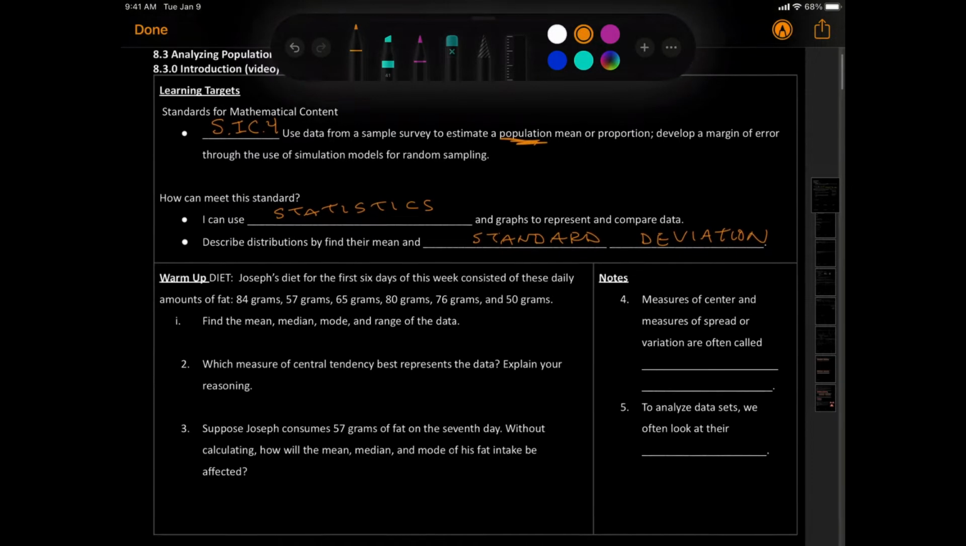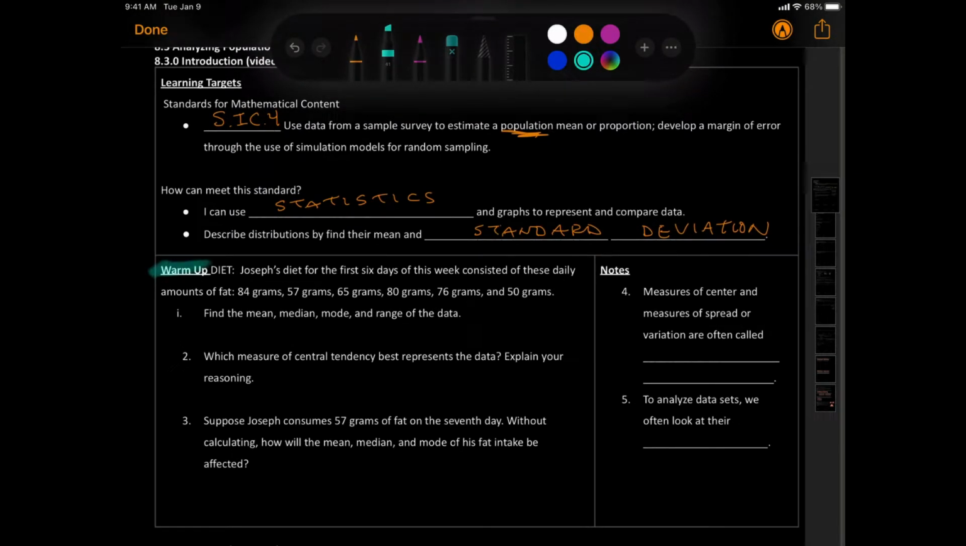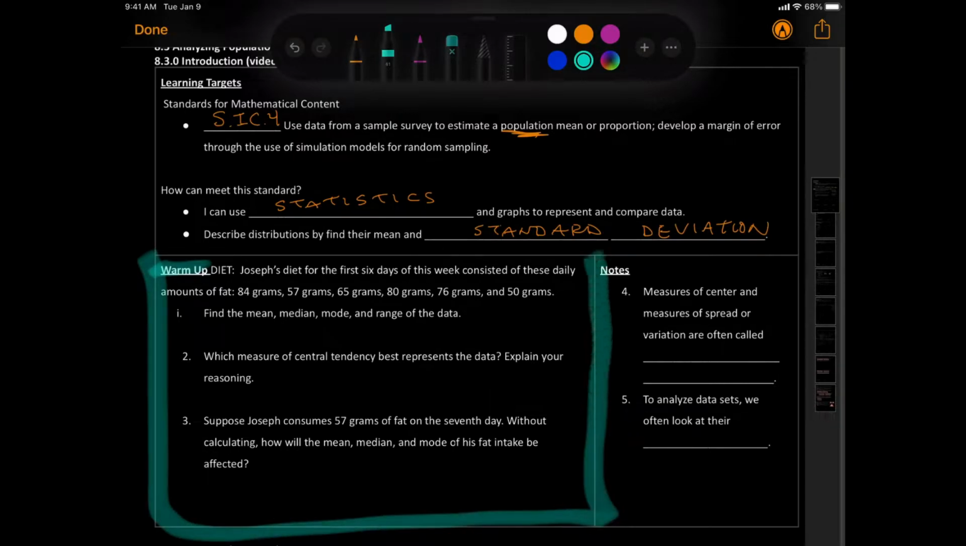Alright, go ahead and try this warm-up over here, and then when you're finished, go ahead and press play, and then we'll go over that together. Joseph's diet for the first 6 days of this week consisted of these daily amounts of fat: 84 grams, 57, 65, 80, 76, and 50 grams. Find the mean, median, mode, and range of the data.